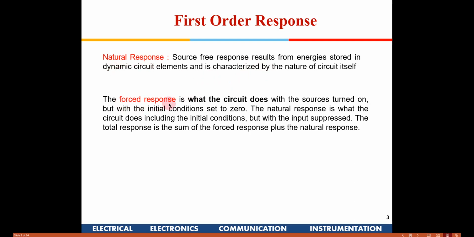Whereas there is something known as forced response. Forced response is whenever there is a source which is switched on. It could be a voltage source or a current source which, once it gets switched on onto the circuit, the circuit will respond to it. That is known as the forced response. These are the two different kinds of response.